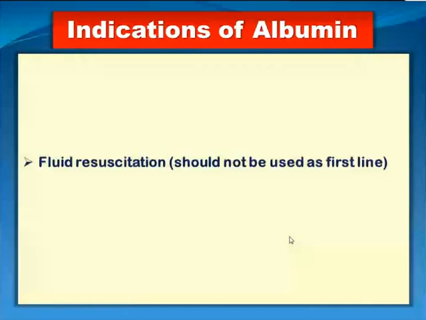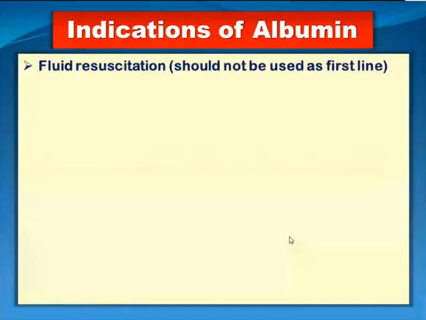So we will review the indications. Fluid resuscitation. This is not an isotonic fluid, but it is a high molecular weight, large particles, that cannot cross the semi-permeable membrane, so it will lead to increase the intravascular volume or increase the plasma volume. So it's used as fluid resuscitation, but the colloids should not be the first line in the fluid resuscitation.